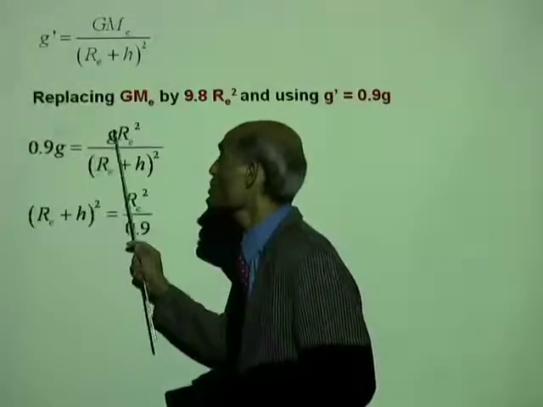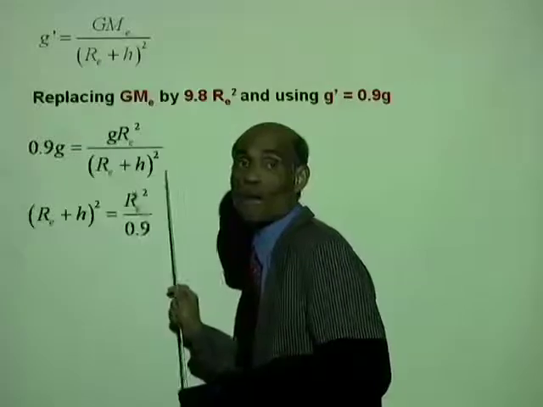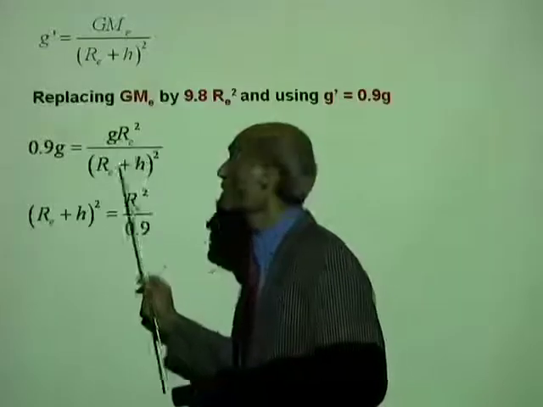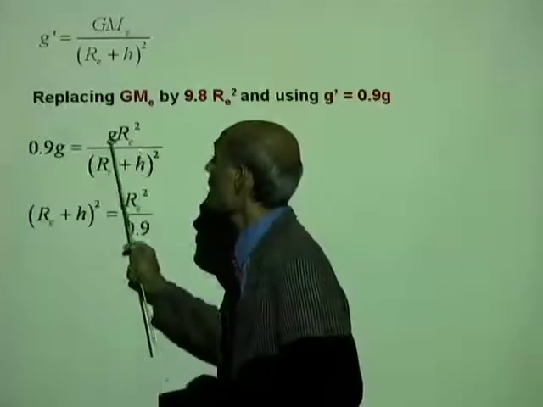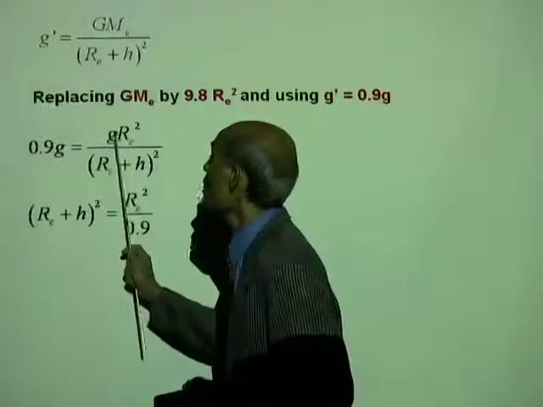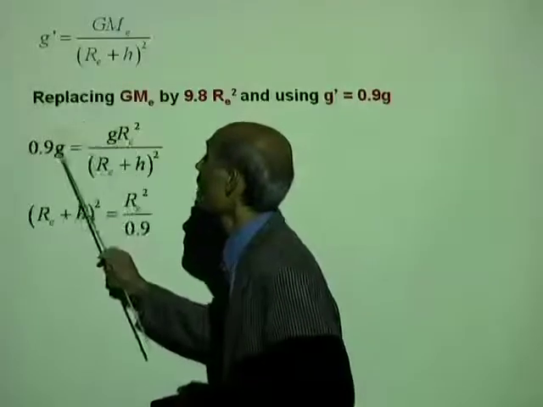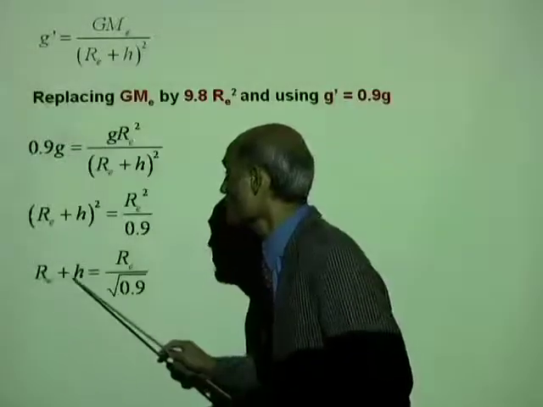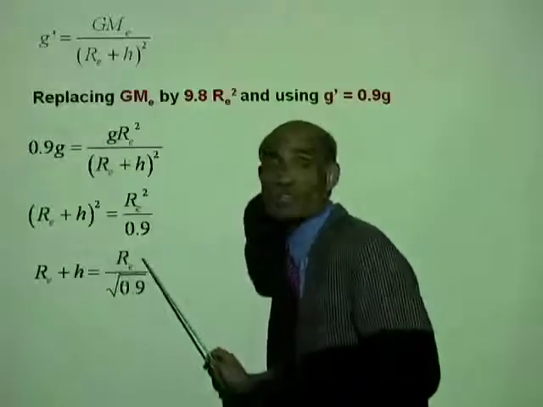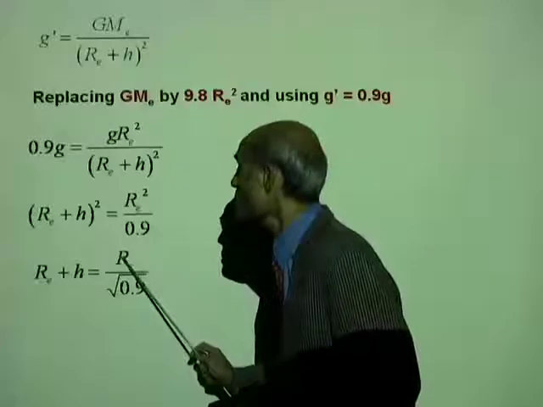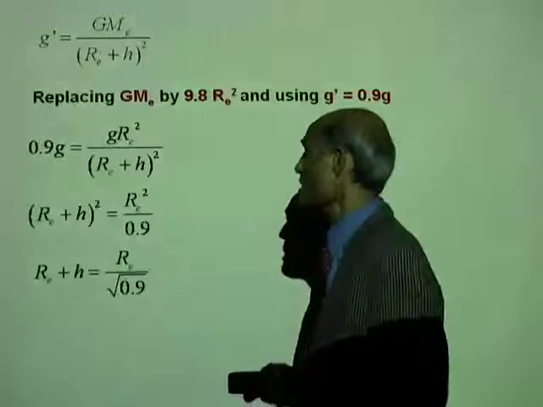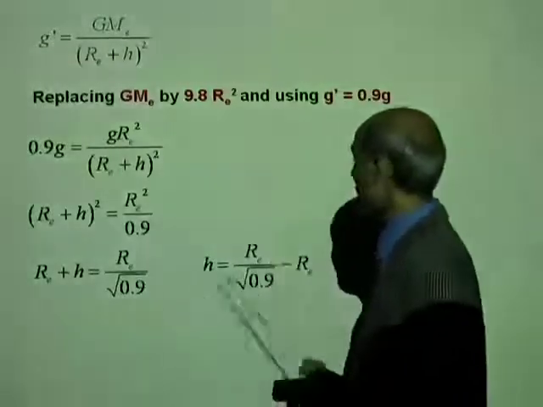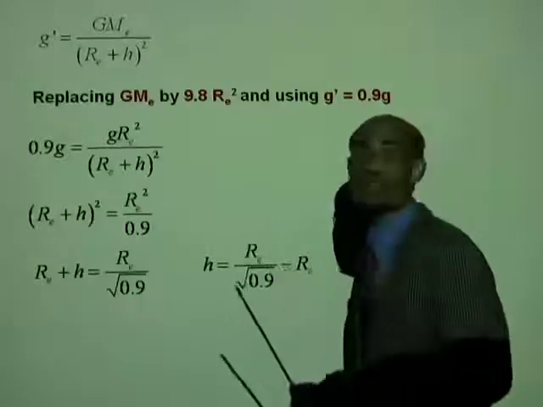I first cancel the g and then solve for Re plus h. Now why? Because we are looking for h. So Re plus h all squared is this g Re squared, no, this g is gone, Re squared over 0.9. And now, therefore, Re plus h is the square root of the right side. Square root of Re squared is Re divided by square root of 0.9. Therefore, h equal to Re divided by square root 0.9 minus Re.